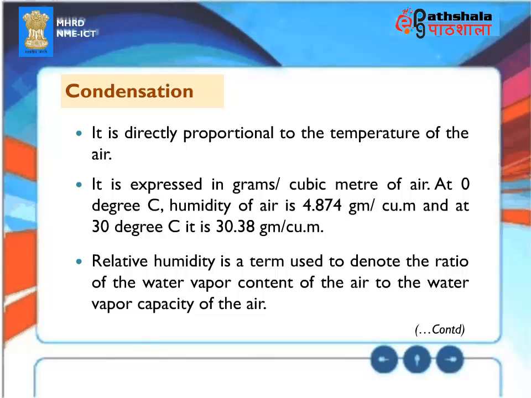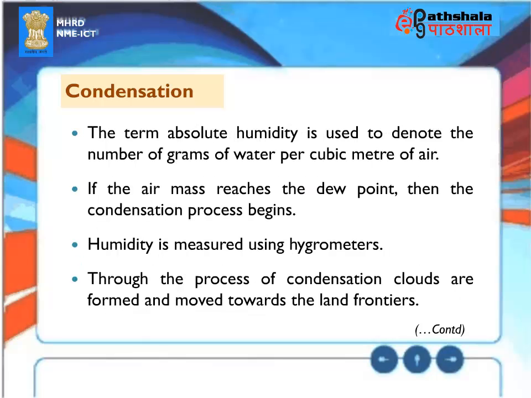At 0 degrees centigrade, humidity of air is 4.874 grams per cubic meter, and at 30 degrees centigrade, it is 30.38 grams per cubic meter. Relative humidity is a term used to denote the ratio of the water vapor content of the air to the water vapor capacity of the air. The term absolute humidity is used to denote the number of grams of water per cubic meter of air. If the air mass reaches the dew point, then the condensation process begins. Humidity is measured using hygrometers.